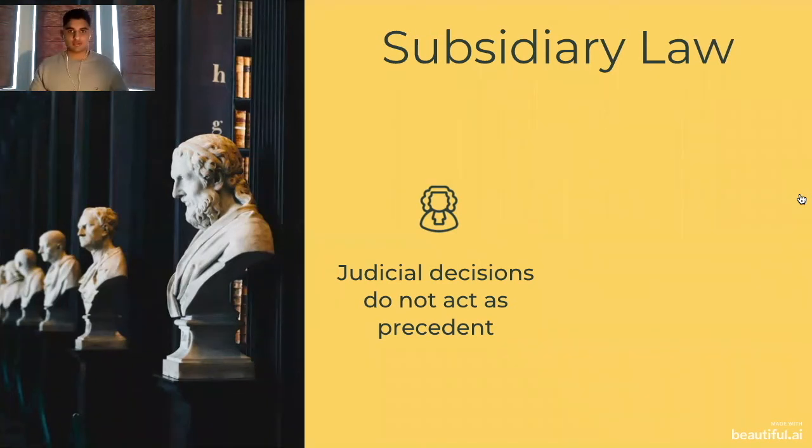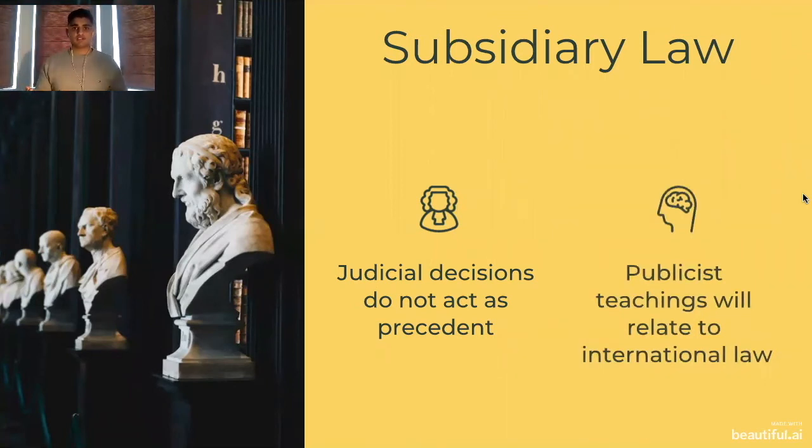International law doesn't operate on this system. It has no idea of precedent. And so any decisions from the ICJ or any other court will not bind future decisions, right? It won't then become law. The only law would be what we've discussed: conventions, custom, general principles, right?